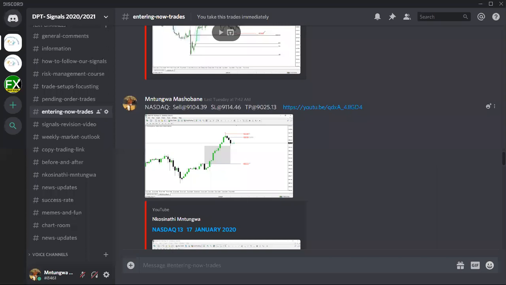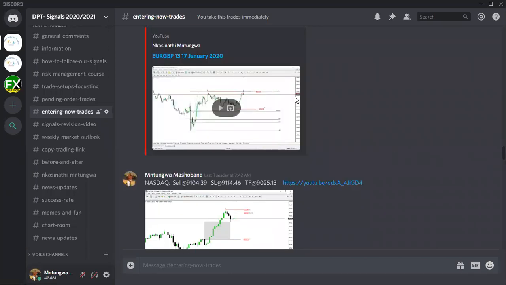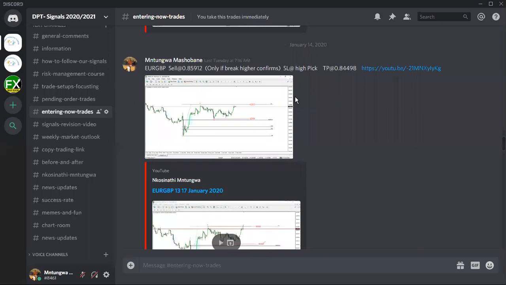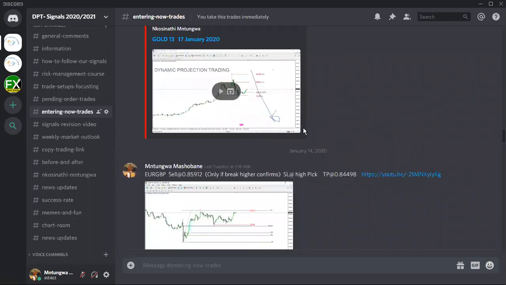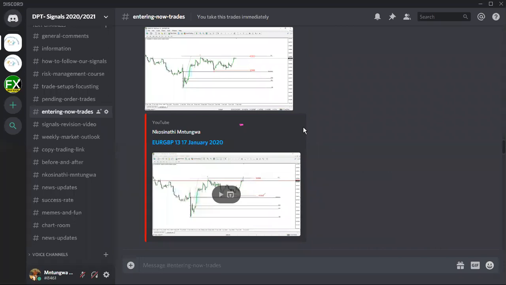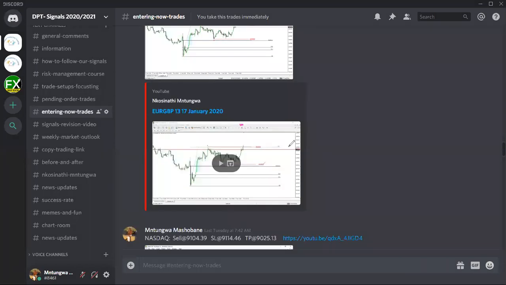Also the Euro Pound, what happened to us? We took a sell here. We have just a few pips left for us to take our profit, and we're also waiting for the next signal, which is the buy on our Euro GBP for this coming week. If you join the group, you will see that there's a signal already posted for Euro GBP for the buy. So if you get there, you don't need to sell, you need to wait for a buy. We have a Euro GBP that is posted and a GBP JPY as well.